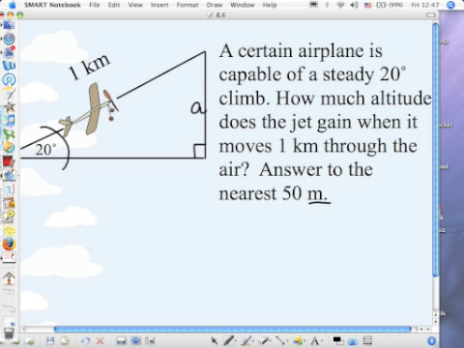But look at this. It says to put your answer in meters. You have to convert kilometers to meters. Kilo is a factor of 1,000. There are 1,000 meters in 1 kilometer.